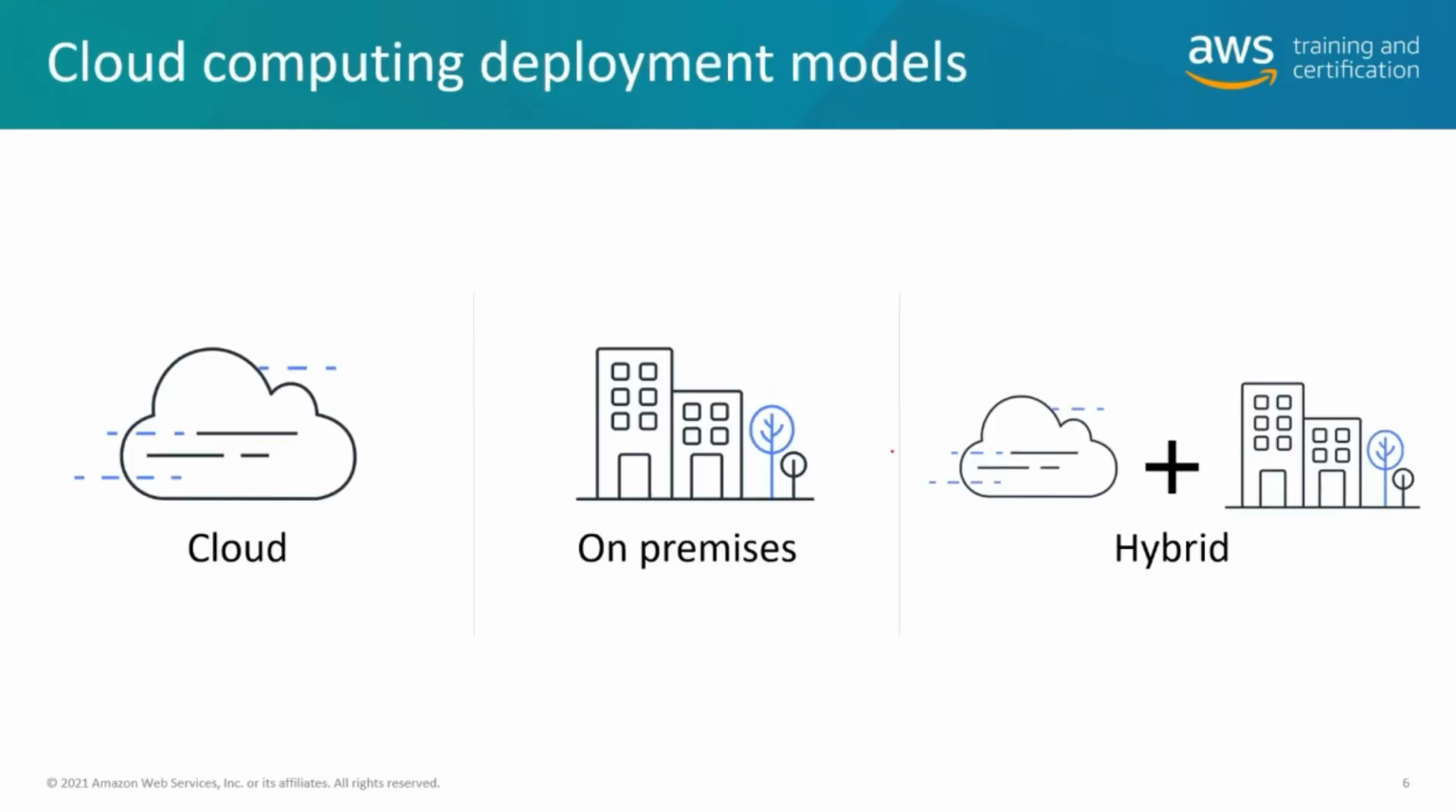Now, what can be the deployment models of cloud computing? Cloud computing models come in three types: cloud, on-premises, and hybrid. The cloud model is also known as the public cloud. The on-premises model is also known as your private cloud. The hybrid model is the combination of your public and private cloud.